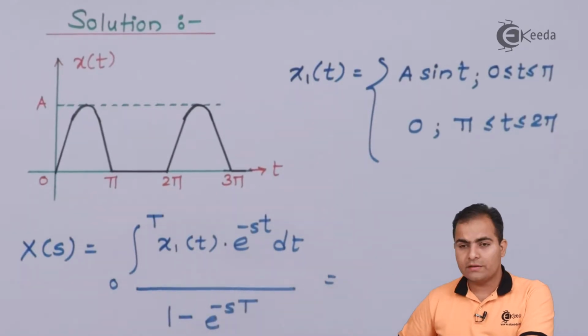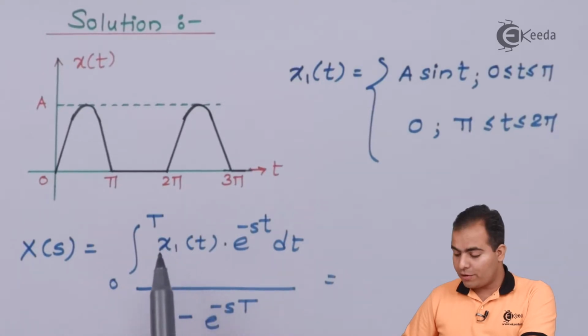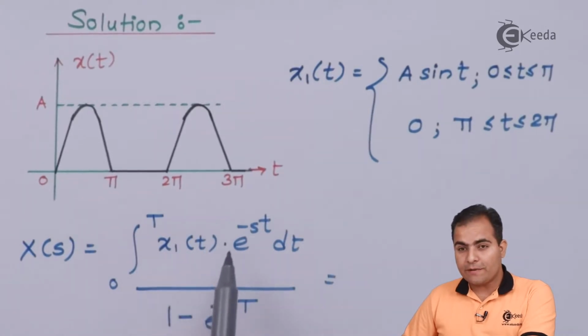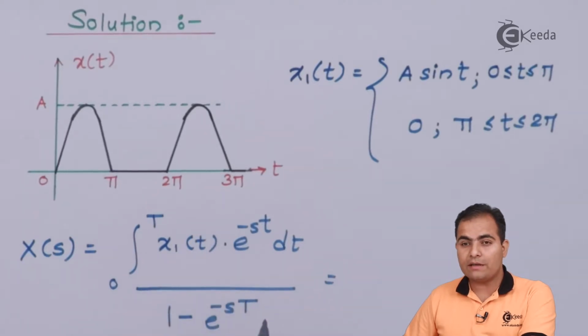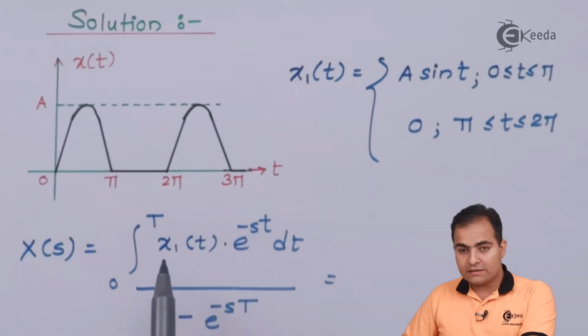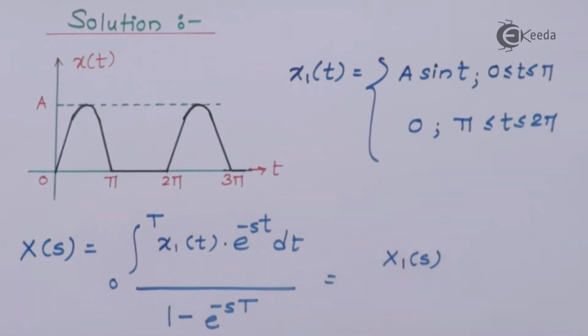Now look here, as this x1(t) is multiplied by e to the power minus st, and this product is integrated over the range from 0 to T. So you can say that this is nothing but the definition of the Laplace transform, and as this is the definition of the Laplace transform, we are going to represent it by X1(s), and the denominator part remains as it is, 1 minus e to the power minus sT.